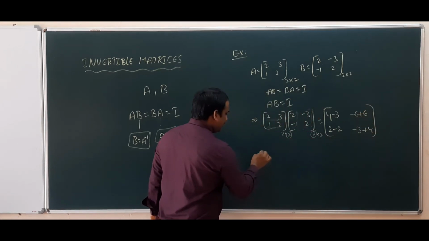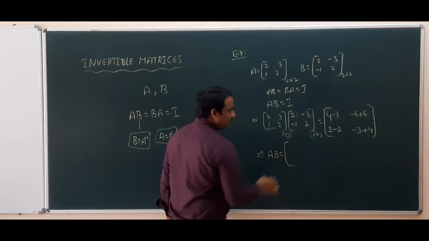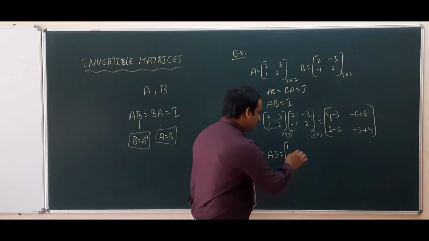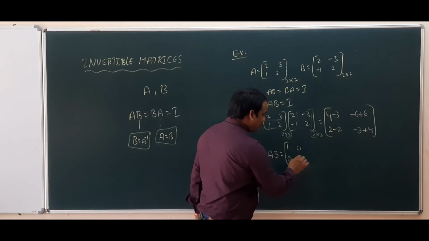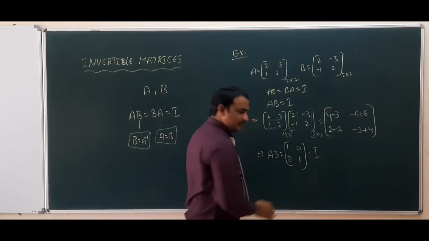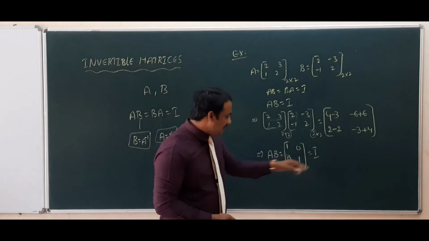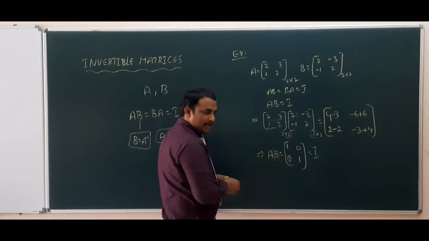Here next, what you got here? AB equal to: 4 minus 3, value 1; minus 6 plus 6, 0; 2 minus 2, 0; 4 minus 3, value 1. You got here the identity matrix. When the product of two matrices gives the identity matrix, what is the condition here? B is the inverse of A matrix.